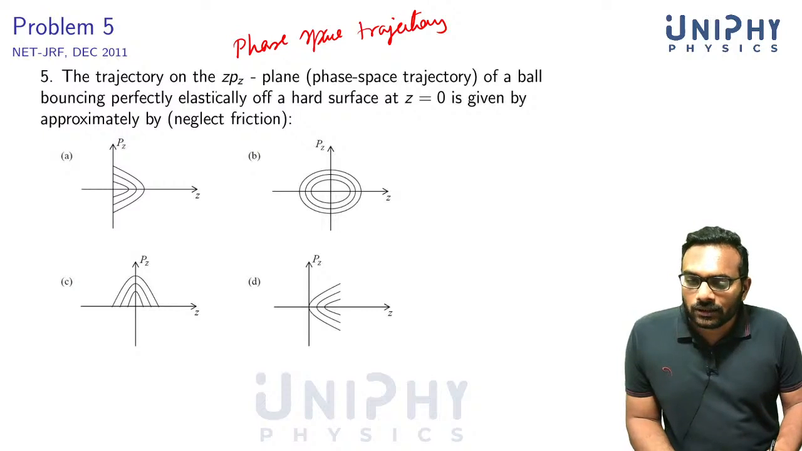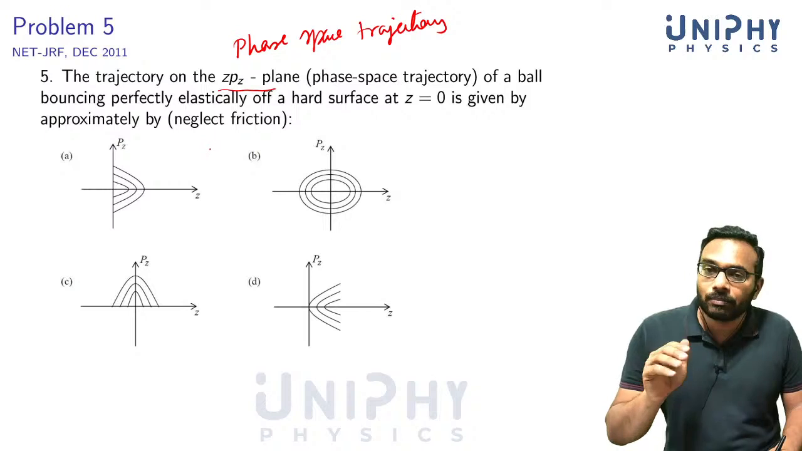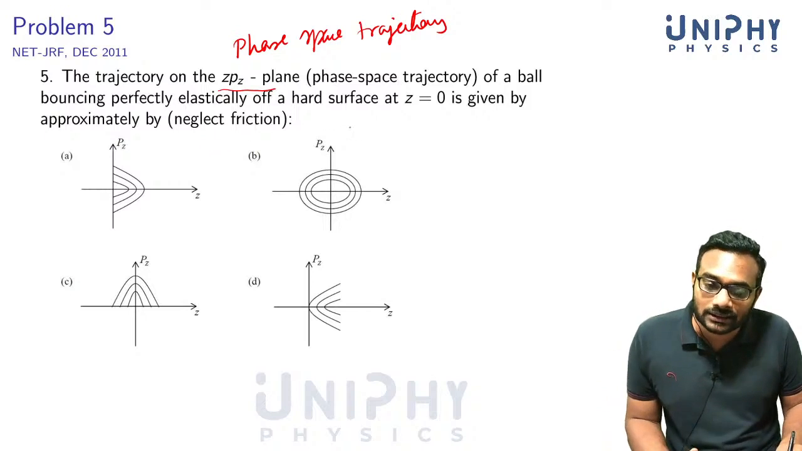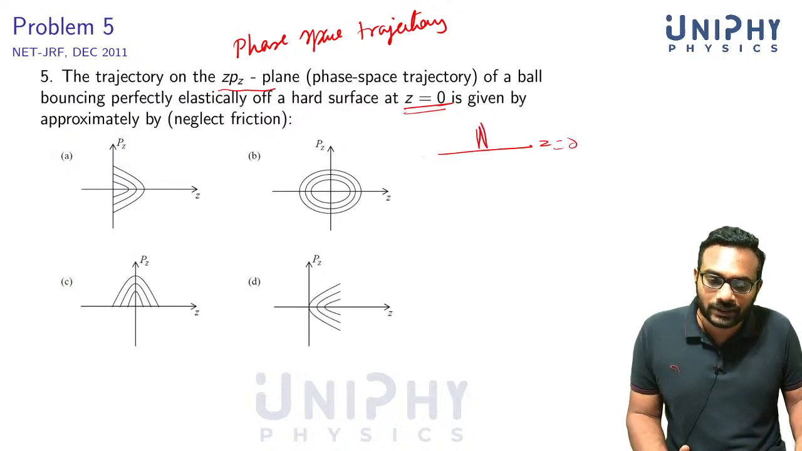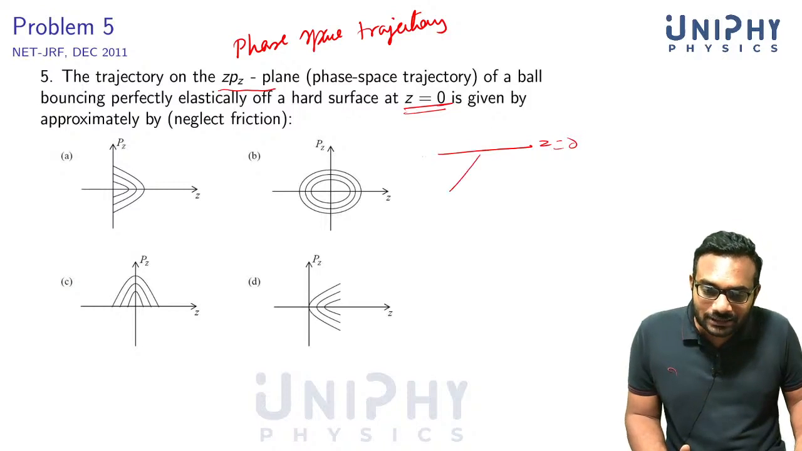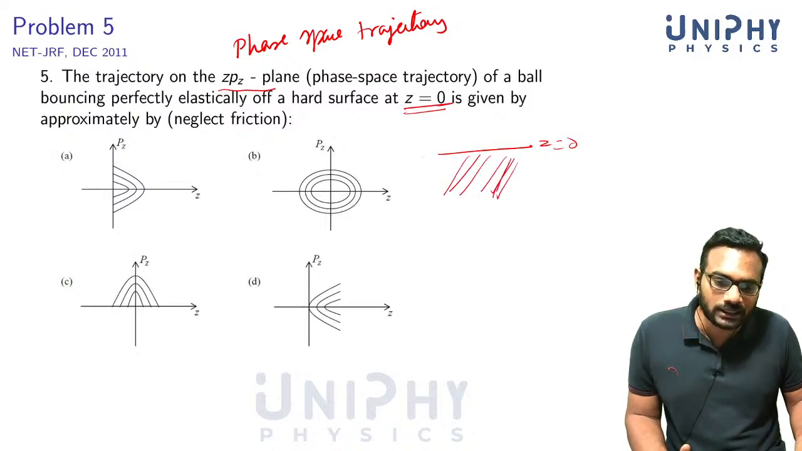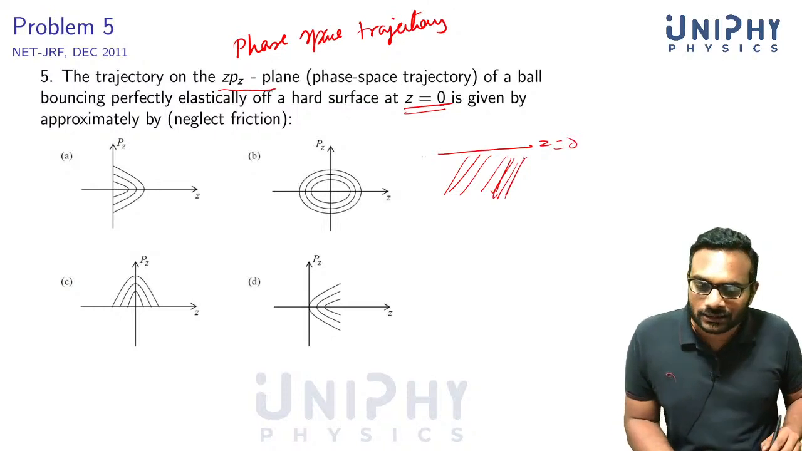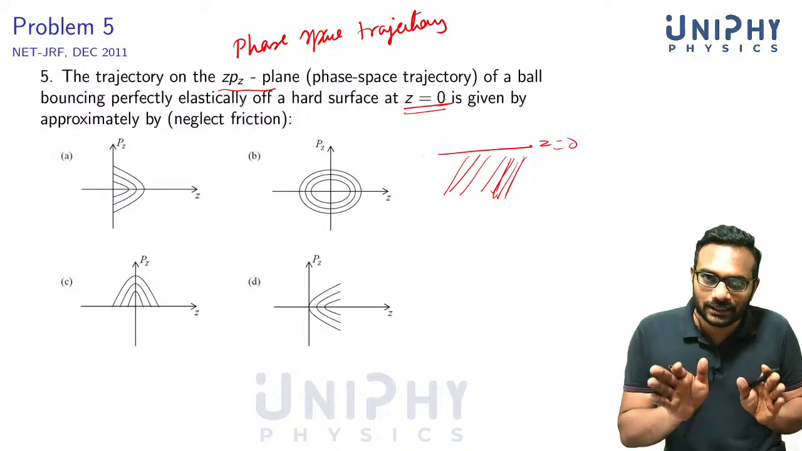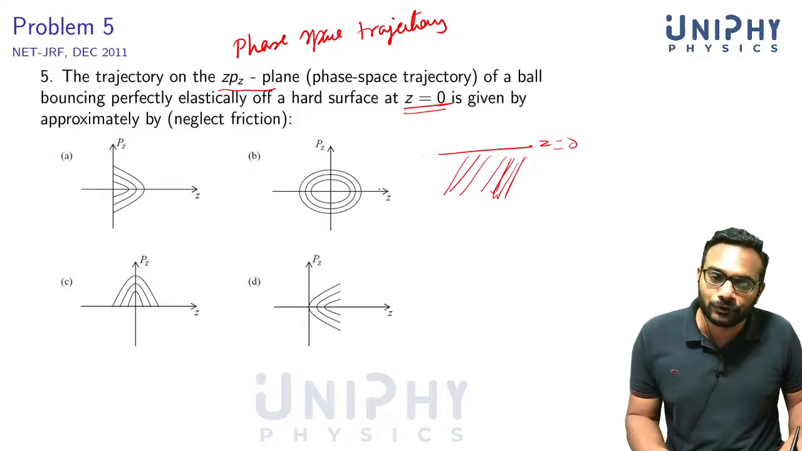The trajectory on the z-pz plane, or the phase space trajectory, of a ball bouncing perfectly elastically off a hard surface at z equal to 0. So you have z equal to 0, that's the floor, and your ball is bouncing perfectly elastically from the ground. So this means that z less than 0 is forbidden. The ball does not enter the region of z less than 0. This idea helps us to eliminate a few options.